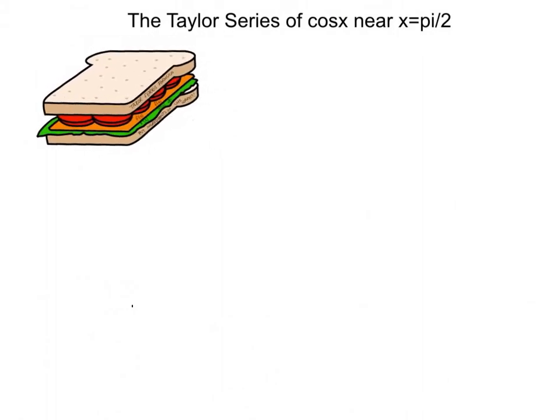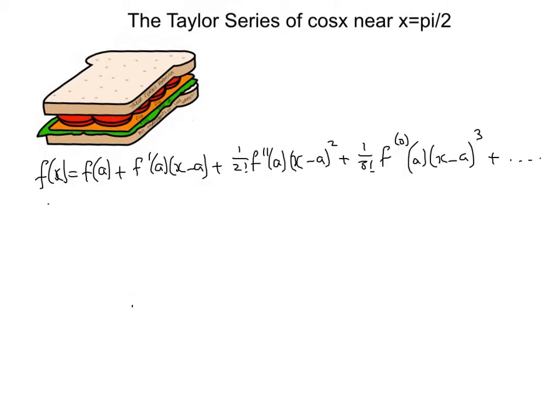So let's have a go. Let's do the top of the bread now first. There we go, there's the top layer of bread, that's the formula copied out of the book. Now for the ingredients. Our function, f of x, is cos x.